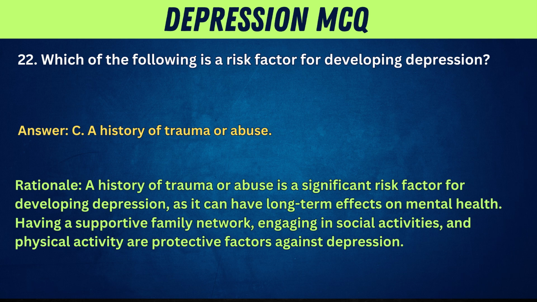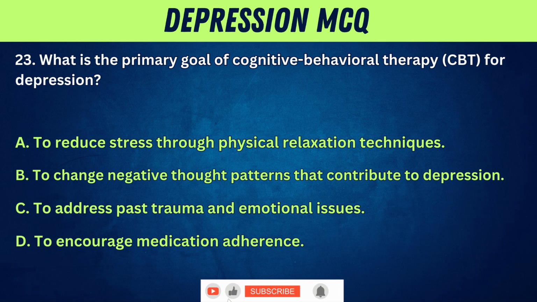Rationale: a history of trauma or abuse is a significant risk factor for developing depression, as it can have long-term effects on mental health. Having a supportive family network, engaging in social activities, and physical activity are protective factors against depression. 23. What is the primary goal of cognitive behavioral therapy, CBT, for depression?